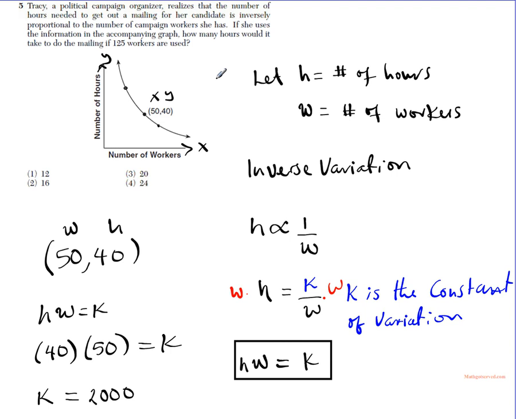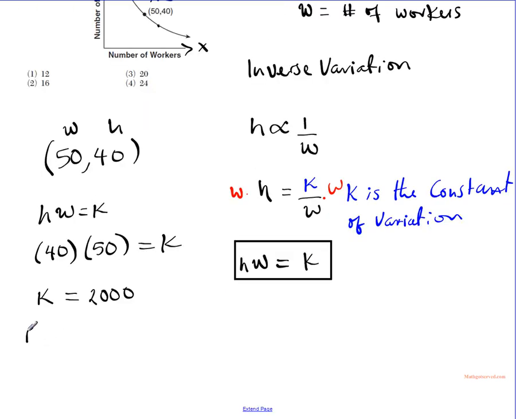What if the number of workers is 125? How many hours would it take? So now the problem is, if W equals 125, find H. But wait, we know that if we multiply them together, we will always get 2000, right?